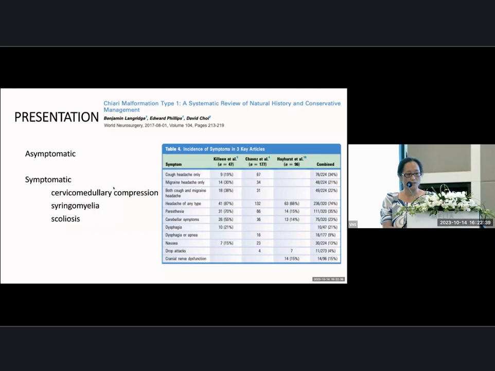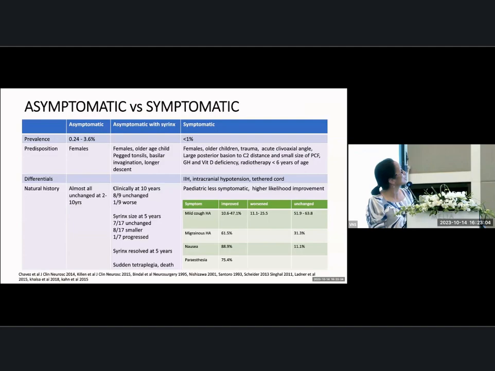So these patients can be symptomatic or asymptomatic, as Dr. Legaspi talked about. When they're symptomatic, they have the cervicomedullary compression and perhaps the other associations such as the syrinx itself and also scoliosis. The common symptoms, really most of them are the headache, the cough impulse headache that you'll get. So with respect to the patients who are symptomatic and not, the prevalence is very low because these cases are so rare.